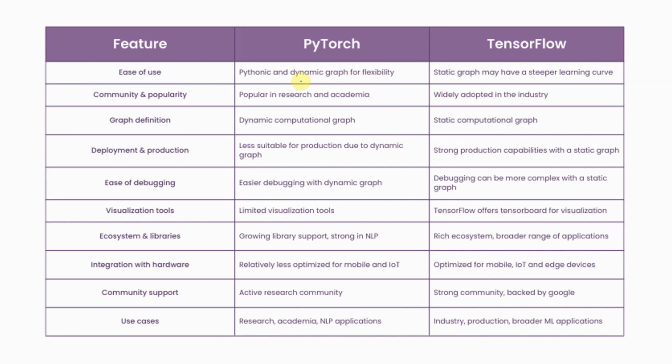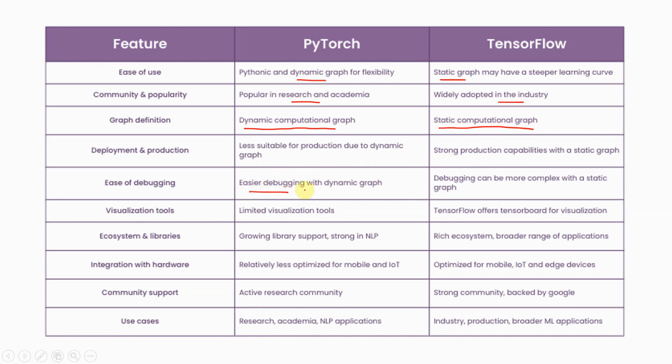PyTorch mainly has the dynamic graph and TensorFlow uses the static graph. PyTorch is mainly used for research purposes, and TensorFlow is mainly adopted in the industry for the production environment. PyTorch uses the dynamic computational graph. Here it is a static computational graph, and this will be less suitable for production, and it will be strongly used for the production environment.